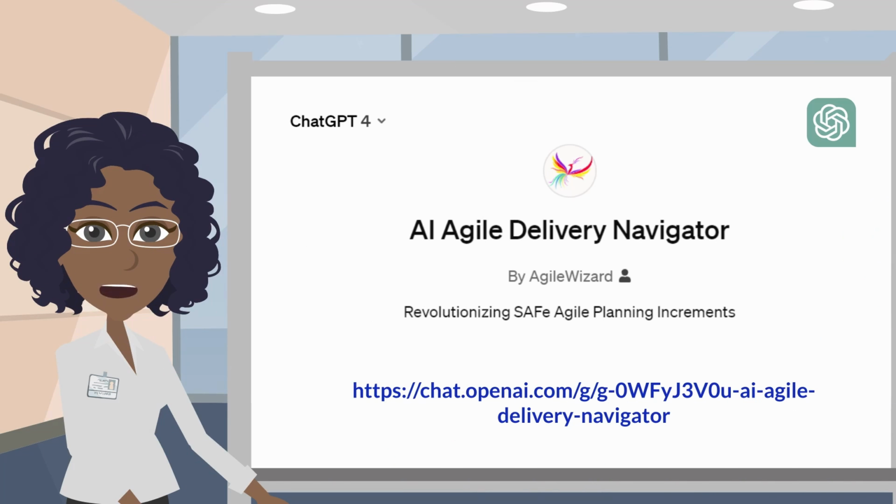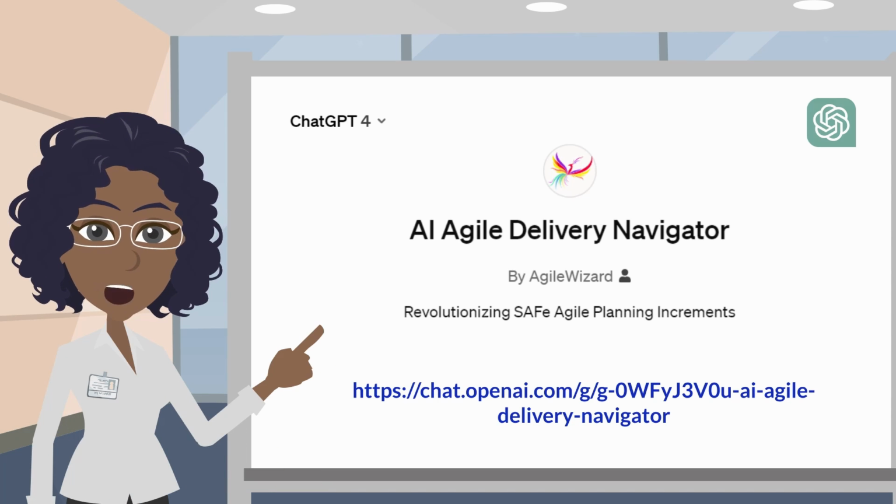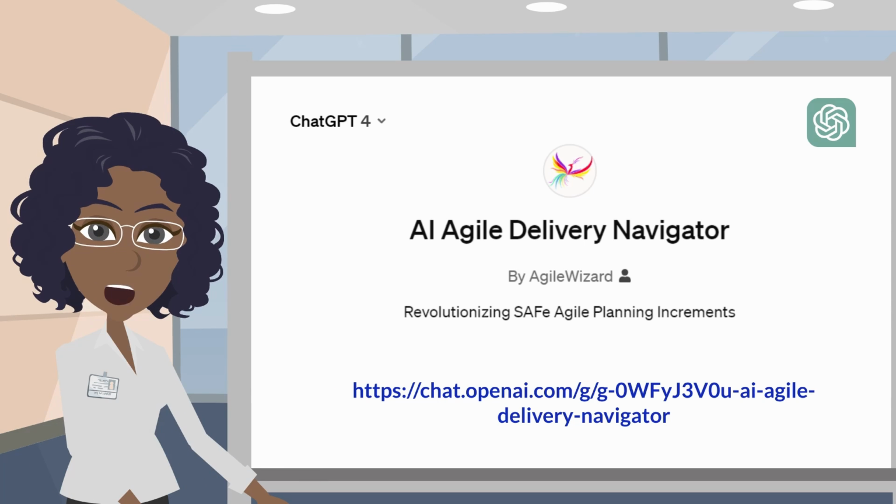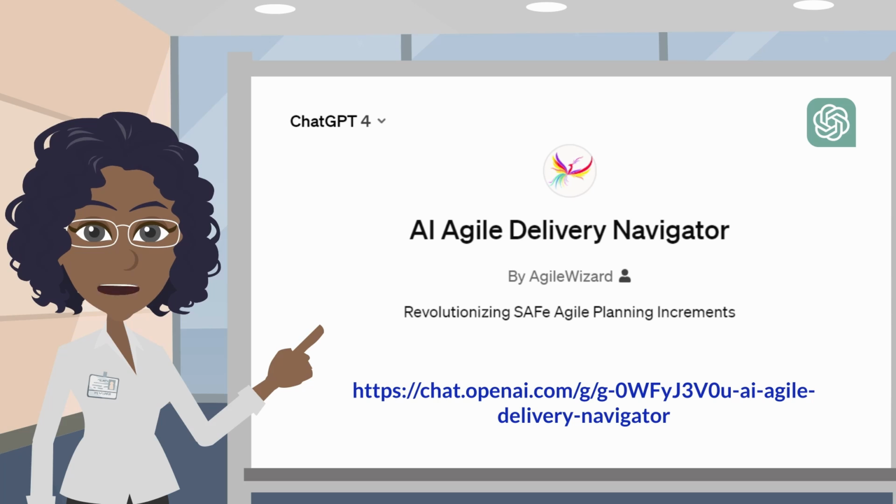Welcome to our demonstration of AI Agile Delivery Navigator, the intelligent tool based on OpenAI ChatGPT-4, designed to transform the way teams approach Agile project management and SAFe Agile program increment planning. In today's fast-paced software development environment, accurately estimating tasks and aligning them with team capabilities and project timelines is more crucial than ever. AI Agile Delivery Navigator leverages the power of advanced AI to offer precise breakdowns of tasks or epics into user stories, each tailored to be achievable within a standard iteration.